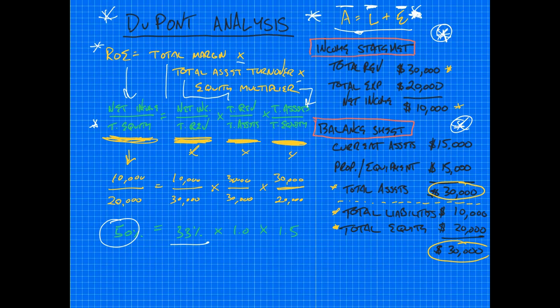33%, that is going to help you get, again, that total margin. What we're saying with 33% is that out of every dollar you generate, 33 cents for every dollar makes its way to the bottom line. Not bad. That's probably pretty good.